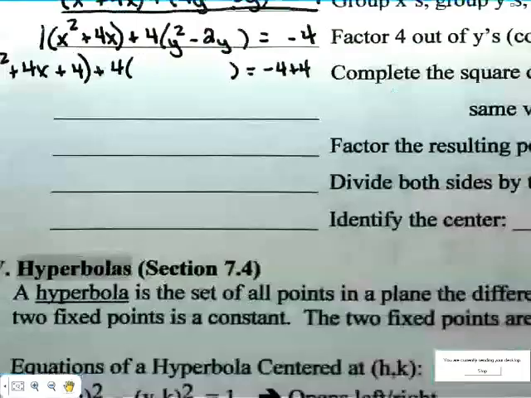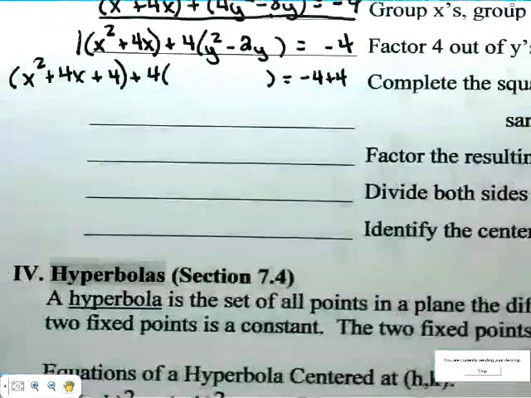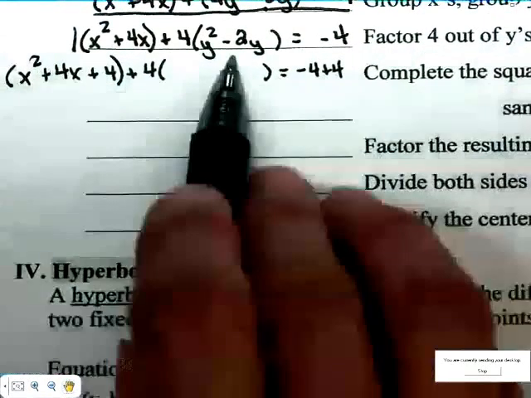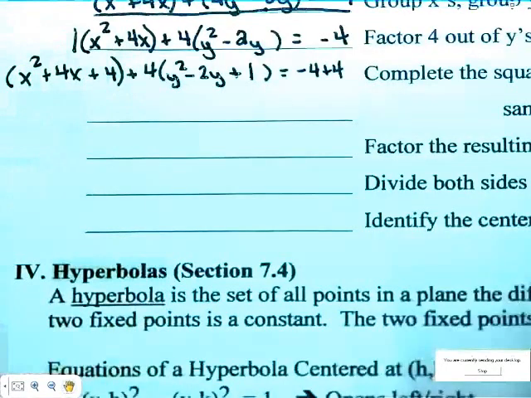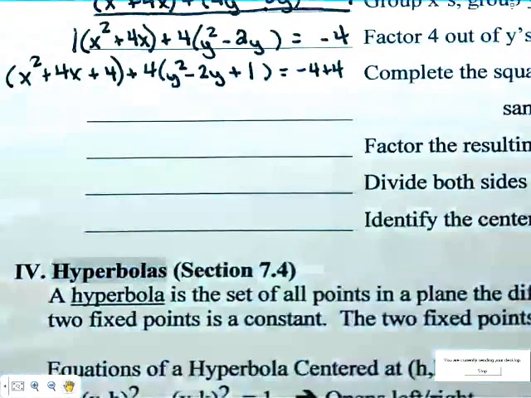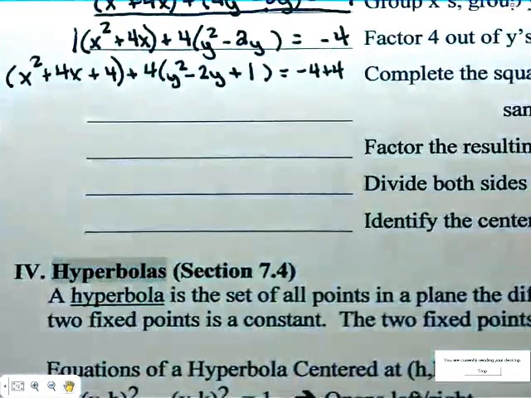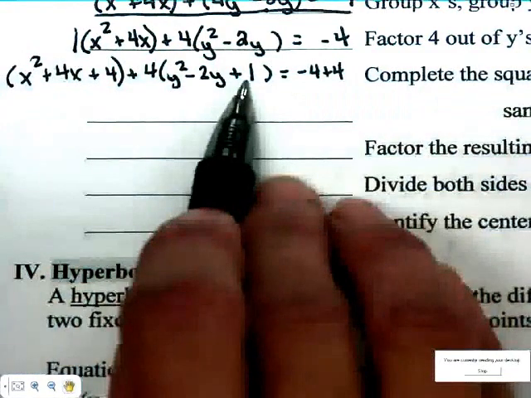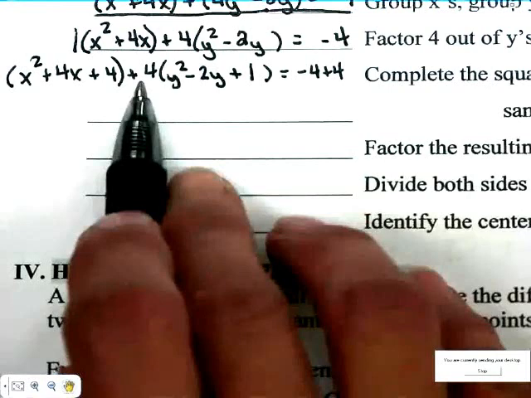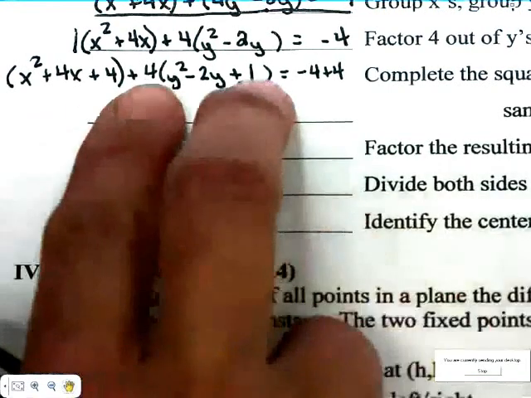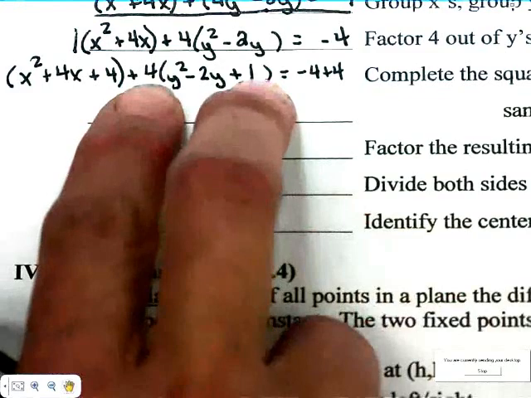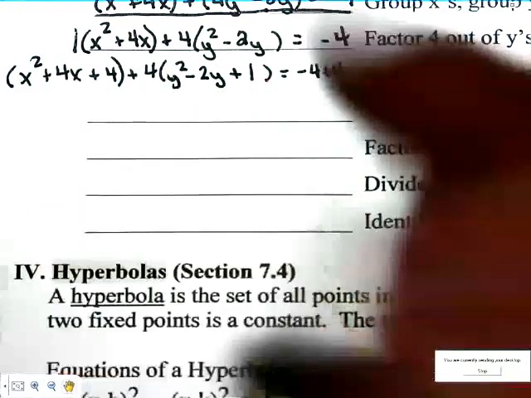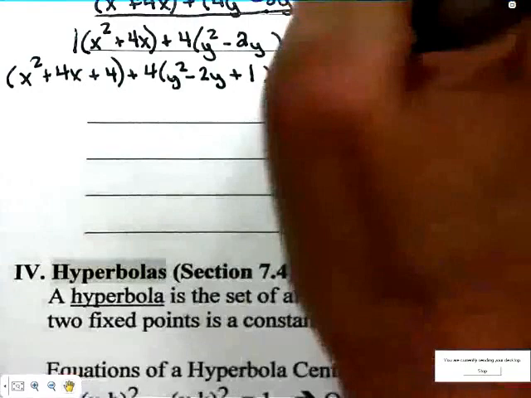What would I have to add to complete the square on the y's? Half of 2 is 1. 1 squared is 1. If I add one to the left, I also have to add one to the right. But I didn't really add one to the left. I added one inside the parentheses, but everything inside the parentheses is multiplied by 4. So I really didn't add 1 to the left. I added 4 to the left. That's why I have to add 4 to the right. You really have to watch out for that.